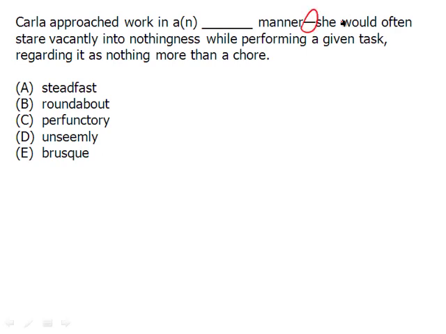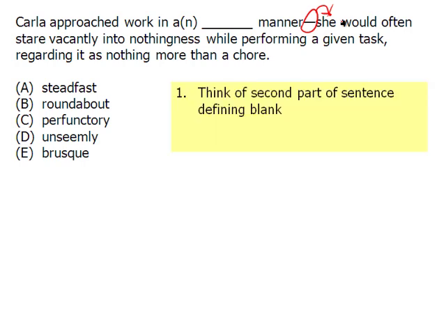There's another one with a hyphen. Carla approached work in a blank manner. How does she approach it? Well, let's read after the hyphen. She would often stare vacantly into nothingness while performing a given task, regarding it as nothing more than a chore. Okay, well, she obviously doesn't like work, so again, we first looked at the second part of the sentence and thought, how is it defining this? And she doesn't like her work, so what sort of manner? How does she approach work?